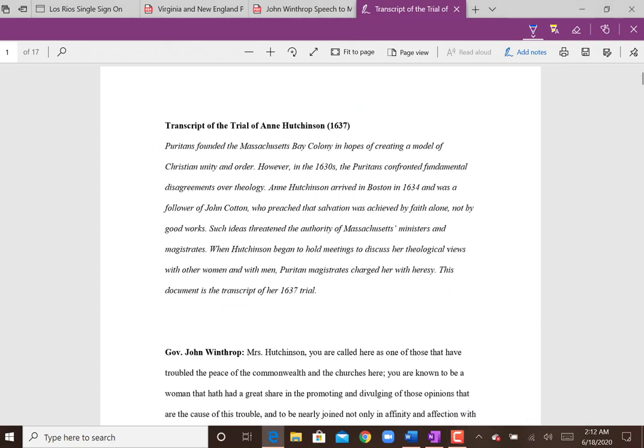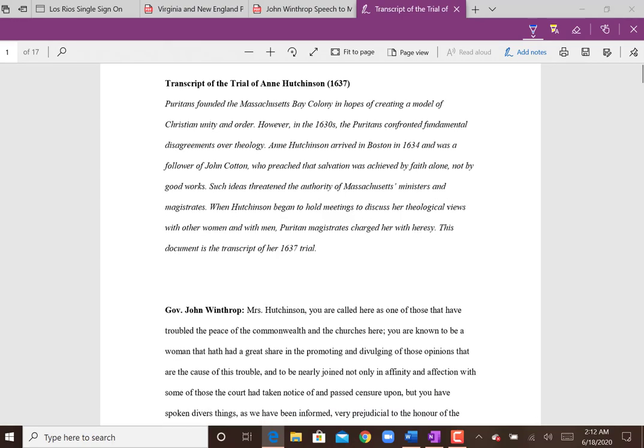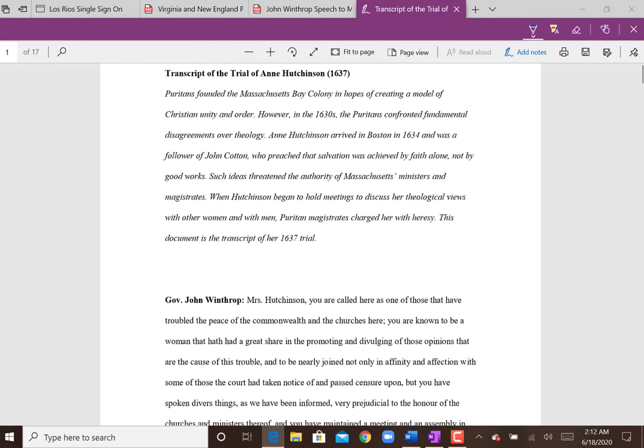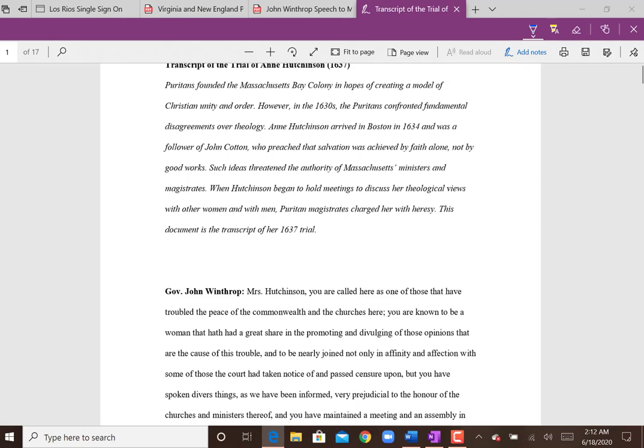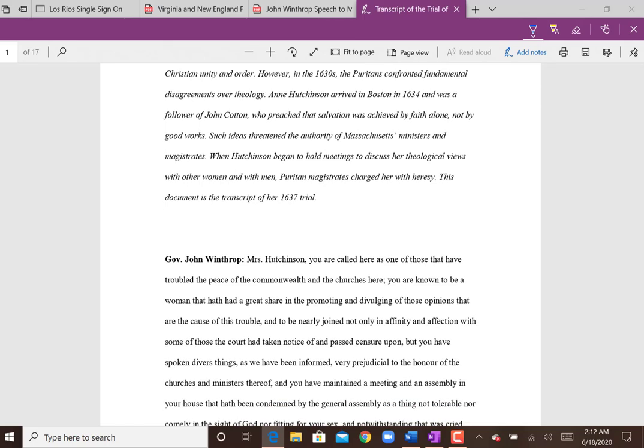Okay, so this is a transcript of Anne Hutchinson. It talks about how she arrived in Boston in 1634 and was a follower of John Cotton, who was one of the main ministers who preached, and she began to hold meetings to discuss her views with other women and men, and they charged her with heresy. But we'll see, they didn't start out charging her with heresy. This becomes the end result because of what she does at the end.